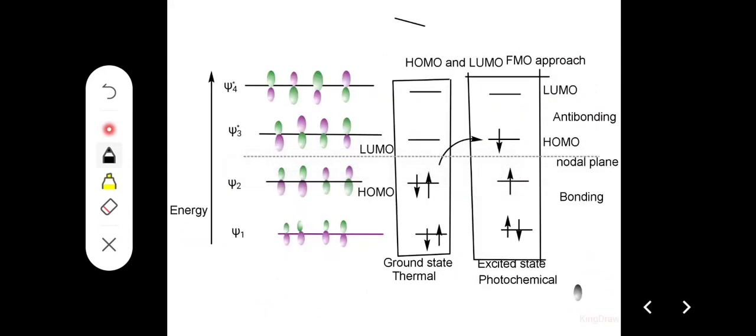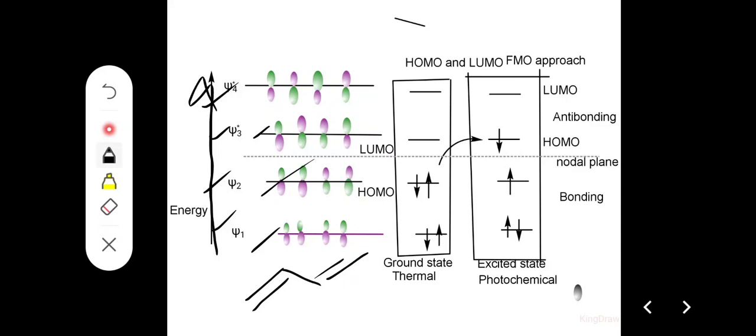Now we consider the last one. Now we consider the photochemical point of view. Okay, suppose this is for butadiene. This is the energy diagram: psi 1, psi 2, psi 3 star, psi 4 star. Okay, these are the bonding molecular orbitals. This has no node, this has one node, this has two nodes, this has three nodes. Okay, so this is HOMO, this is LUMO.